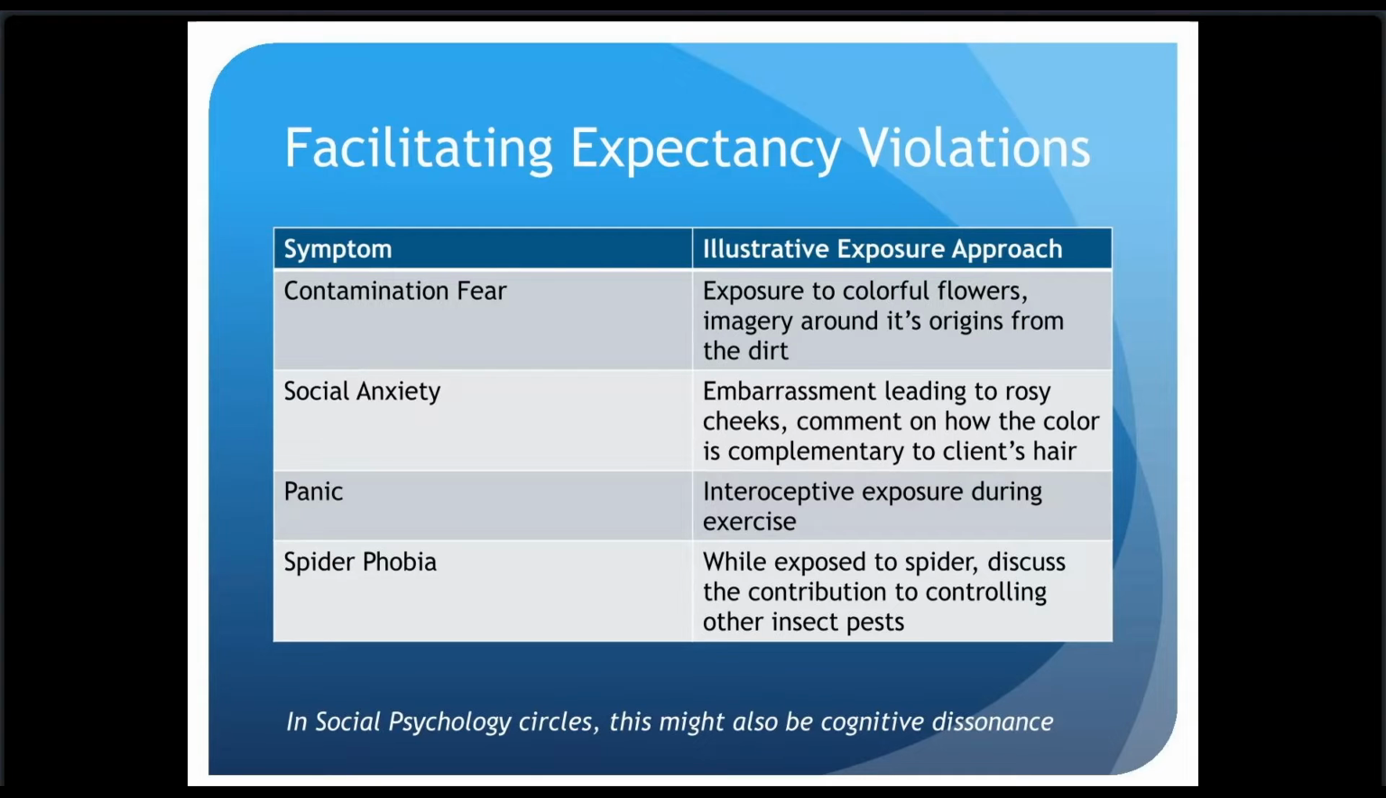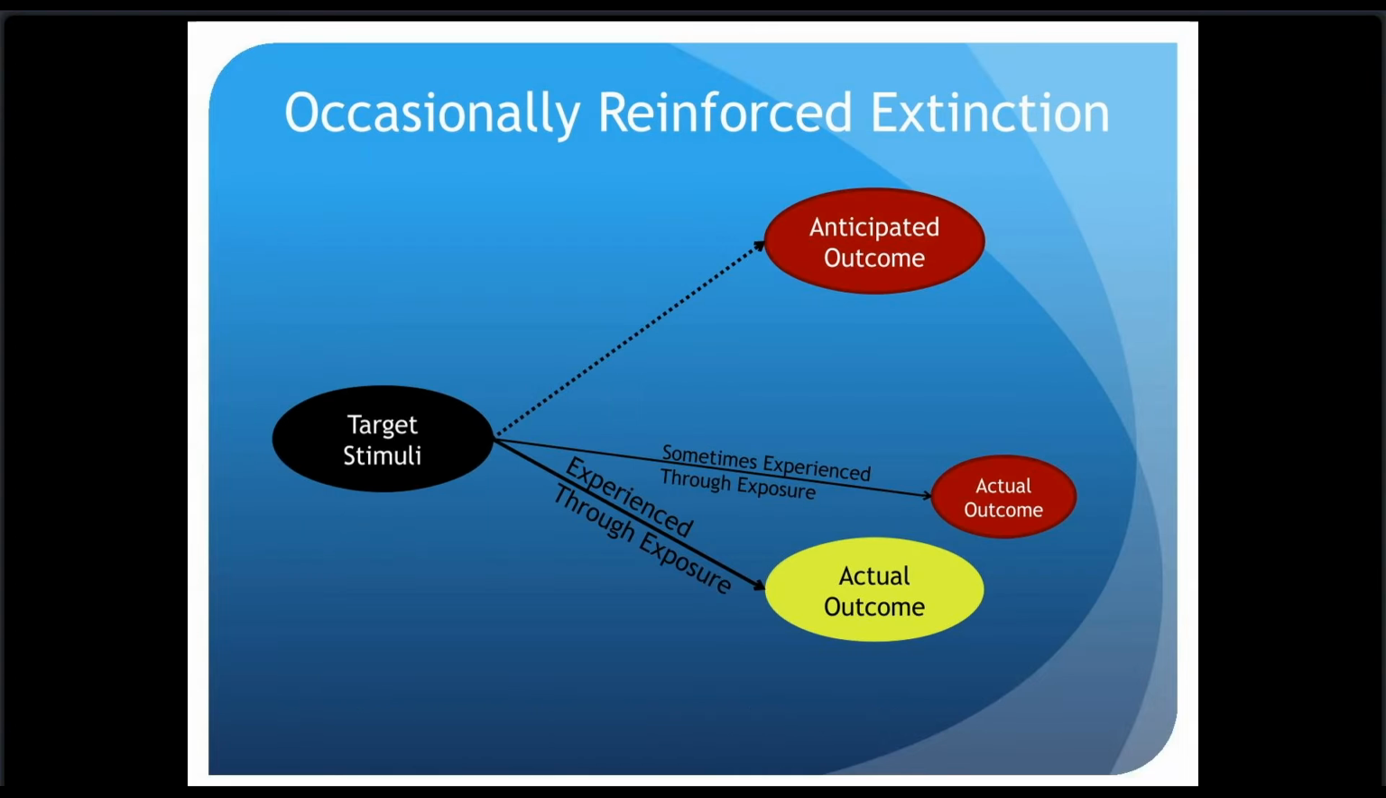Panic, if you have someone engage in interoceptive exposure, but they're exercising. So exercising would elicit a whole different set of emotional reactions, especially if the person is accustomed to exercising regularly. And then spider fear. So while they're exposed to spiders, you could talk about how they're doing their part to engage in pest control, which is an interesting alternative way to describe it, because usually when people are fearful of spiders, mostly they're concerned with getting bitten. So we're going to, by the way, review all of these again near the end.